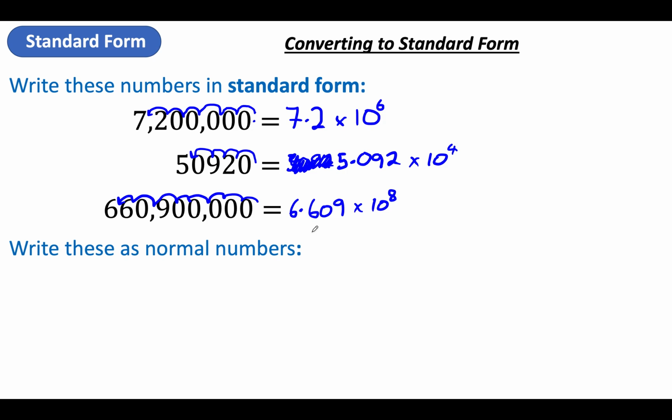What about if we went back the other way, though? Let's write these as normal numbers. So they're already in standard form. They want us to write them as normal numbers. The first thing to do is probably write down the decimal bits that you've already got. So 4.62, but it's going to be 3 places bigger. So my decimal point at the moment is after the 4. So it's going to go 1, 2, 3, 4 places, and those little blank spaces, we're going to put zeros in.